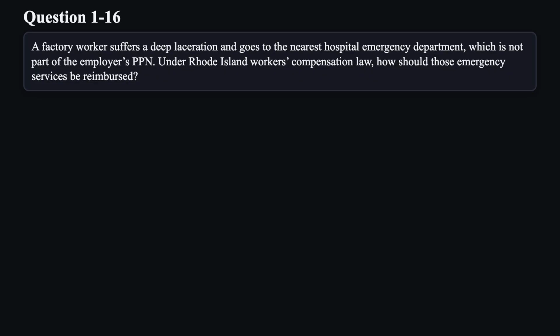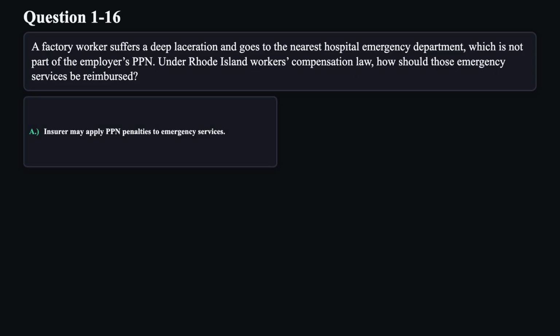Question 16. A factory worker suffers a deep laceration and goes to the nearest hospital emergency department, which is not part of the employer's PPN. Under Rhode Island workers' compensation law, how should those emergency services be reimbursed?